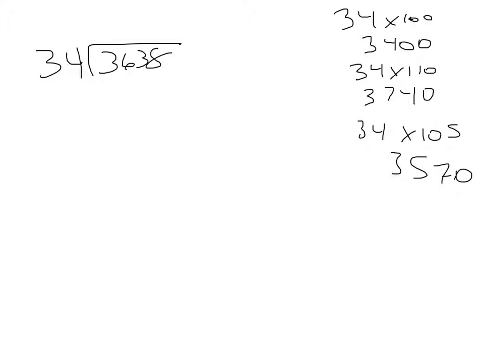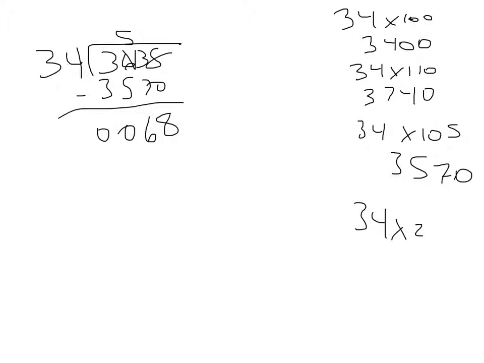3,570. That was under, so I subtracted 3,570 from 3,638. I know that 34 times 2 equals 68.